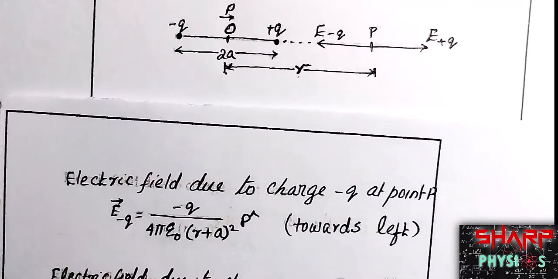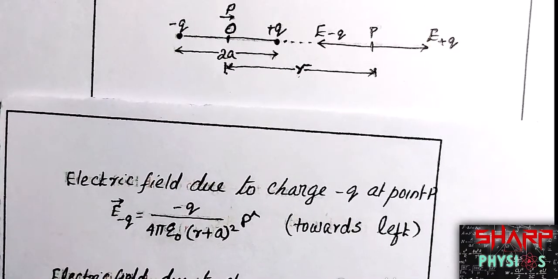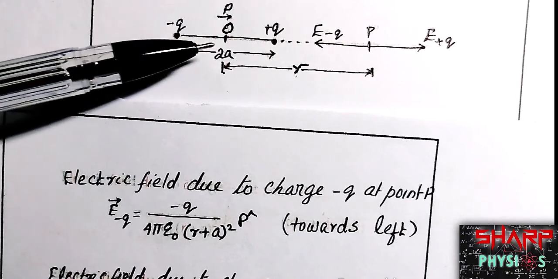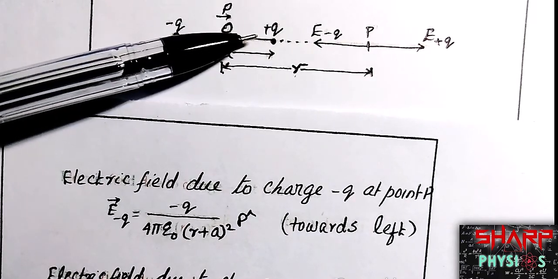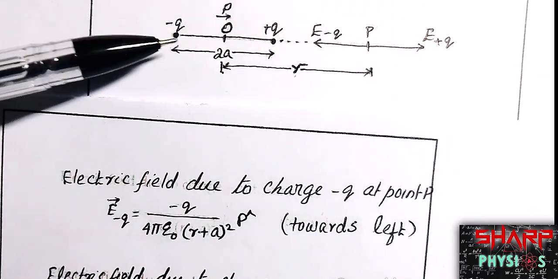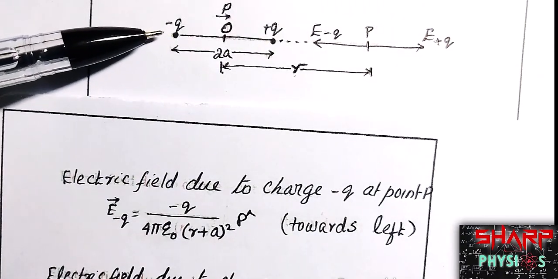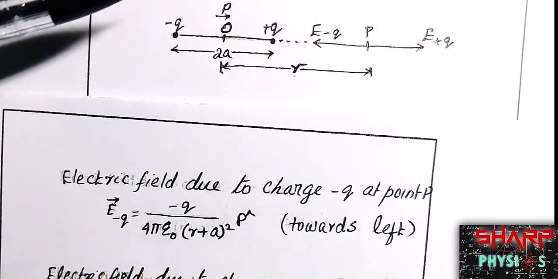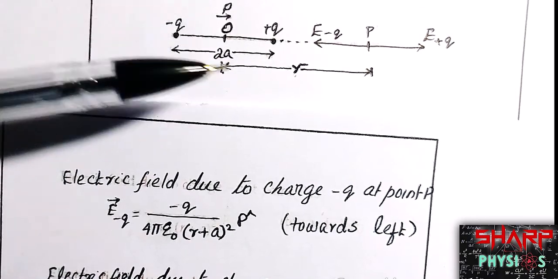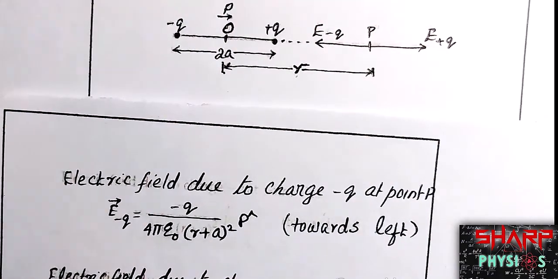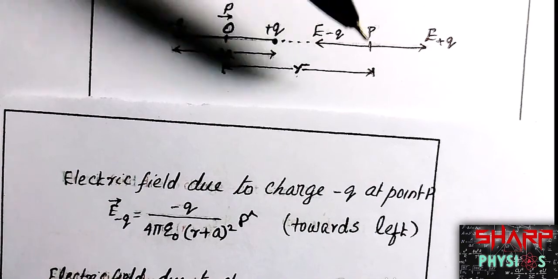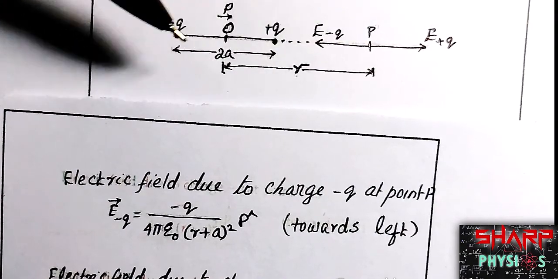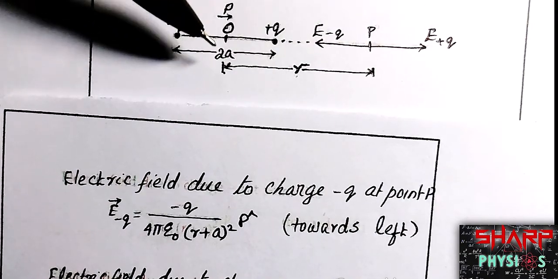So let's calculate the electric field at an axial point of a dipole. There's a center point O. On one side you have the positive charge Q, and on the other side the negative charge -Q. The total distance between them is 2a, and you have a dipole moment p. We place a point P on the axial line at a distance r from the origin.